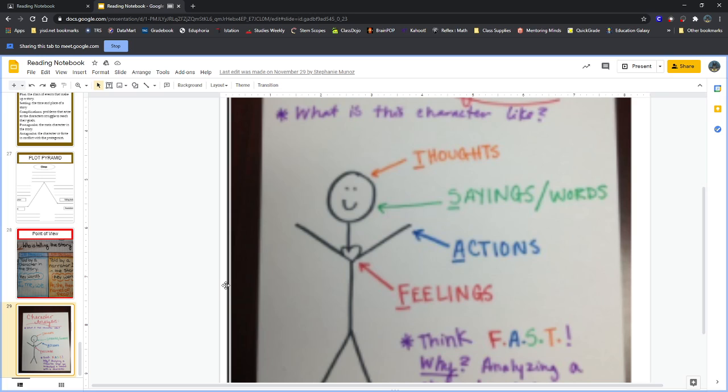What is this character thinking about? So what is something that Coraline's been thinking about? I know recently we got to this part where she's playing a game with the other mother. So what has Coraline been thinking? Violet? Okay. So she knows that she has to win, right?